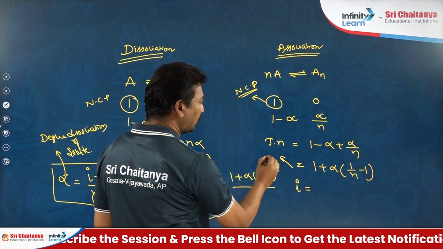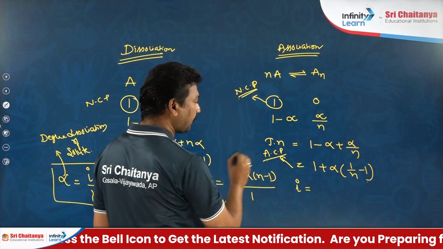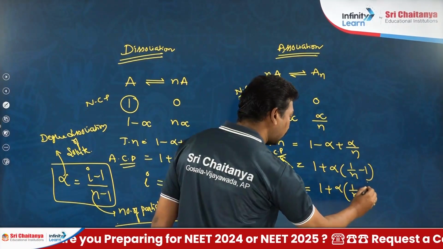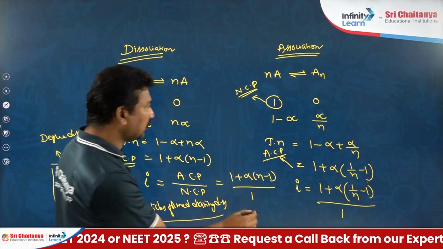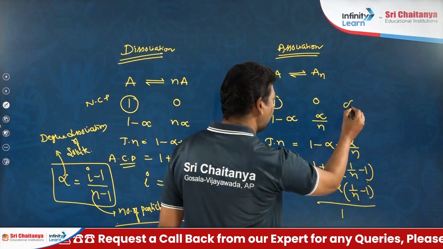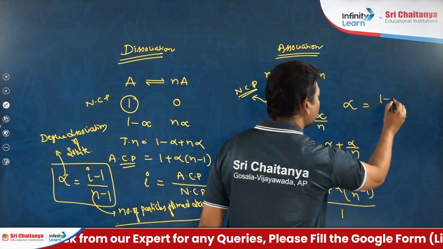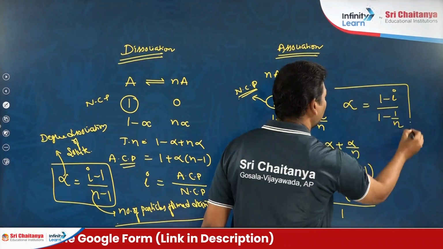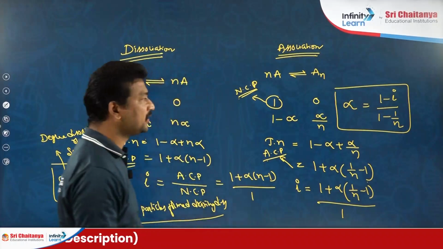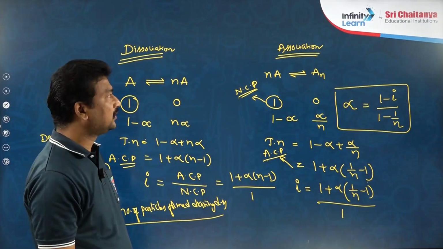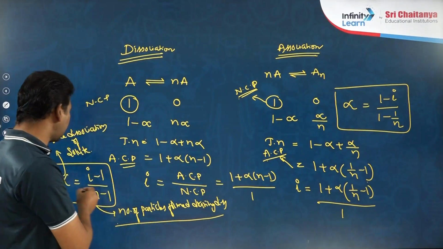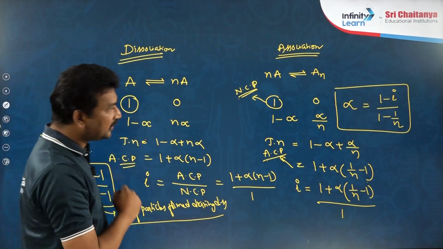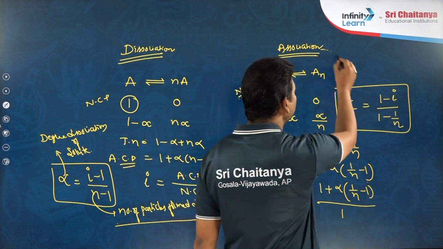This is the abnormal value of the colligative property. So 1 plus alpha of 1 by n minus 1. After rearranging all these, we can have alpha is equal to 1 minus i by 1 minus 1 by n. That's the formula for the association of the solute. And this is the relation between alpha and i for the dissociation of the solute. That is the relation between alpha and i for the association of the solute.